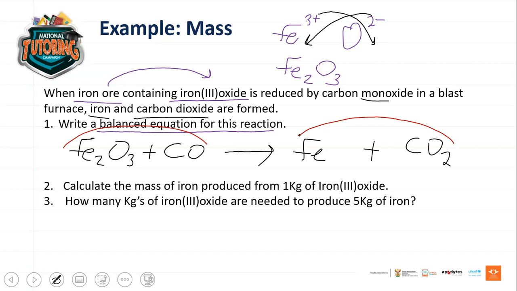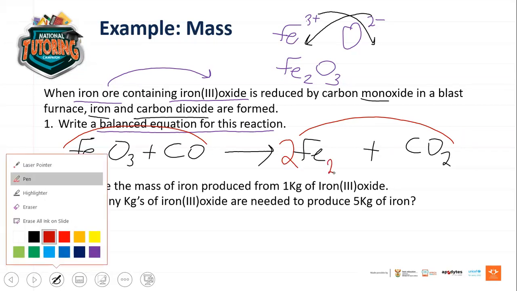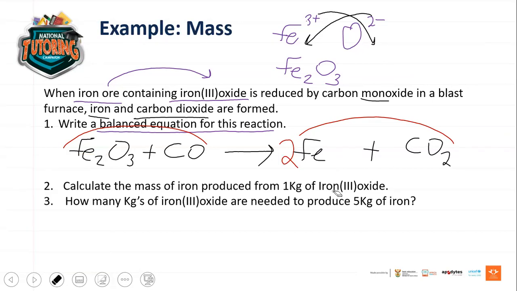So look on the left, we've got 2 Fe because it's Fe2. On the right, we've only got 1 Fe. So that means we've got to put a 2 in front of that Fe. That's how you balance equations. You put a number in front. You can't ever put a number over there. That would be incorrect when you're balancing equations. When you're writing formulas, that's where your numbers go, but not when you're balancing equations. So now our Fe is balanced.